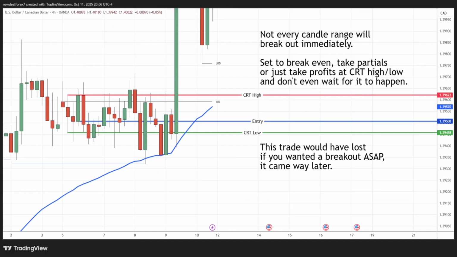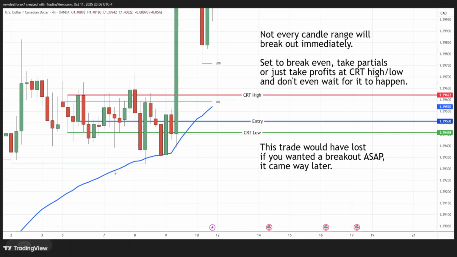What is the money candle, though? It creates the low of the day or the high of the day. Now, not every range candle will break out immediately, or you won't see a breakout. So I hope this isn't too hard to see, but if you see where my mouse is right here, so here's the range candle for this day. This red candle right here was the money candle, and this was our entry right here. It did complete the range, but then price came back.